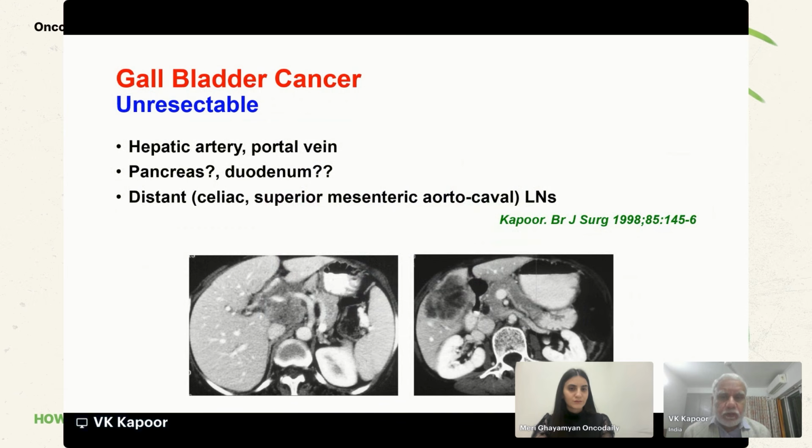If any of the distant nodes, that means at the origin of the celiac axis, at the origin of the superior mesenteric artery, and aortocaval or para-aortic nodes are involved, they are also considered to be distant disease and make the disease unresectable. It is not technically unresectable, but it is oncologically unresectable because the outcome is going to be poor.